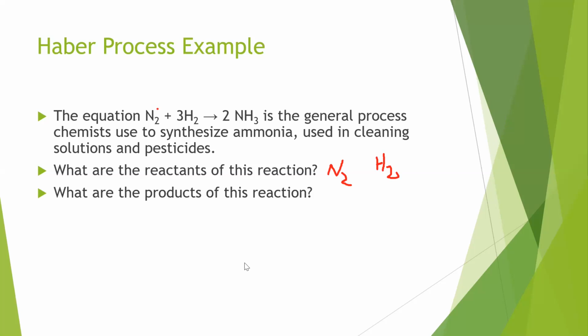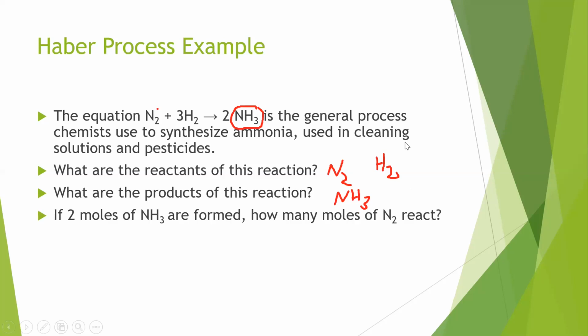So when there's something like NH3, that's one compound. So it's not N and then H3, it's just one thing, NH3. Similar to the N2 and H2 thing. Okay, so we're going to do a few ratios. So if 2 moles of NH3 are formed, how many moles of N2 react?